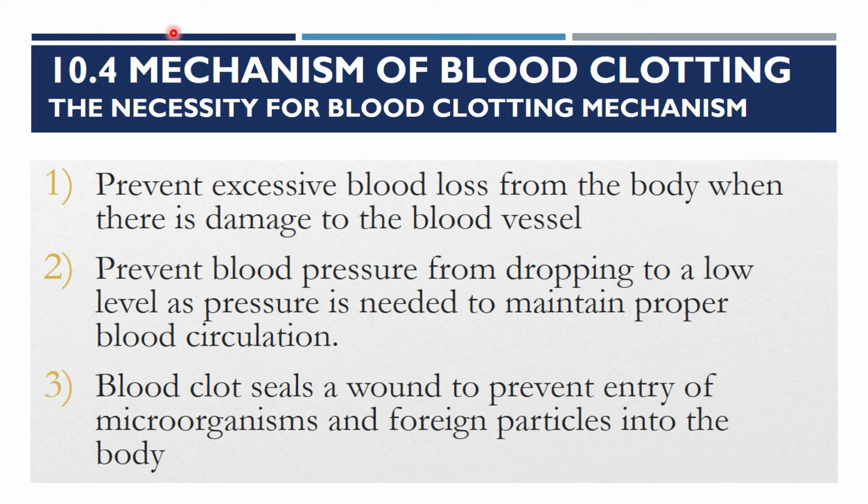Now let's move on to look into the mechanism of blood clotting. First we are to look at the significance of it. First is to prevent excessive blood loss when there is injury or damage to the blood vessels. Number two is that we want to prevent the blood pressure from dropping to a very low level, because pressure is the one needed to maintain a proper blood circulation. And number three is that the blood clot will seal a wound and hence prevent the entry of microorganisms into our body.